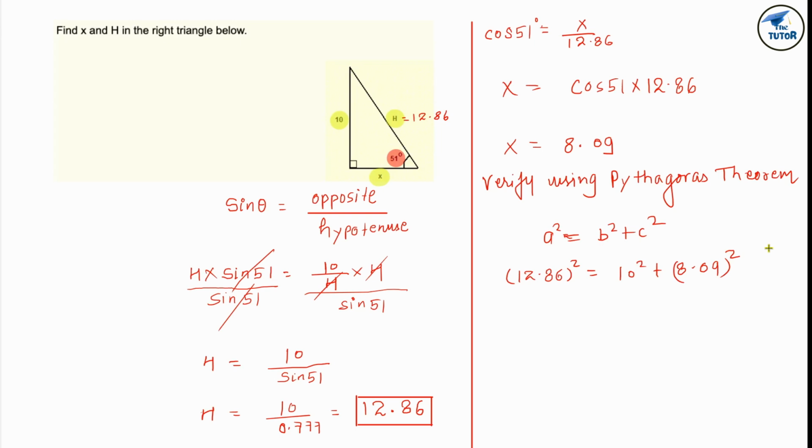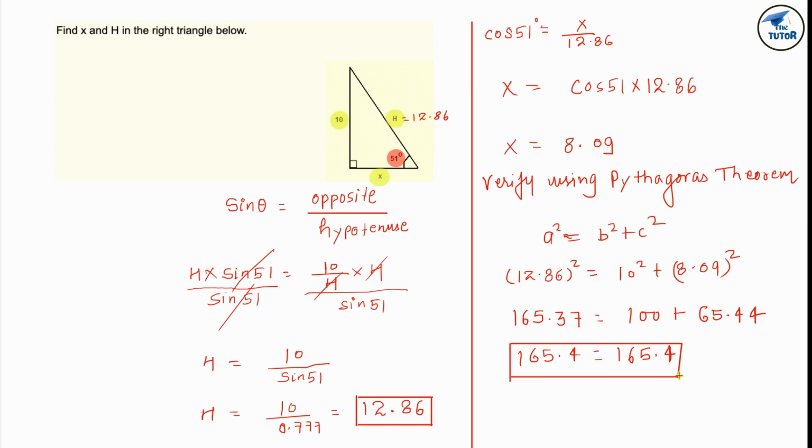12.86 square is 165.37, equal to 100 plus 65.44 something. So here 165.37 can be rounded off as 165.4, equal to 165.4. See, LHS is equal to RHS. That's verified that your answer is correct. That means it doesn't matter whether you figure out x using Pythagoras theorem or trigonometry. It's going to be the same, right?